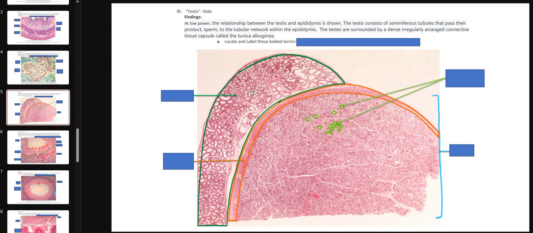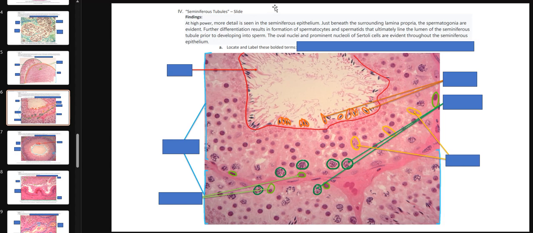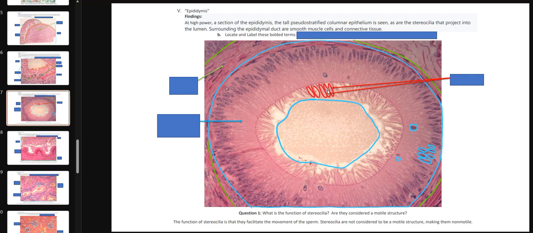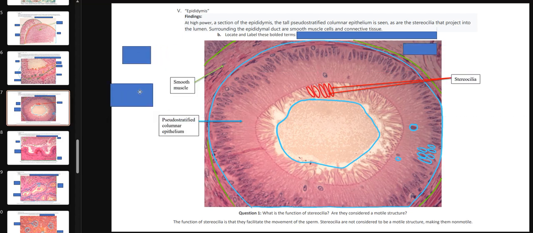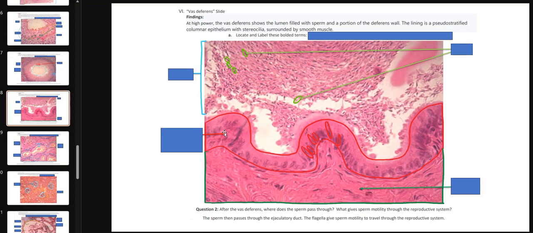Testes slides, epididymis, seminiferous tubules, tunica albuginea, testes. Seminiferous tubule slide. Right here are the seminiferous tubules, this whole thing, then the lumen, then the spermatids, the Sertoli cells, spermatocyte, and spermatogonium. Epididymis, we have stereocilia, smooth muscle, pseudostratified columnar epithelium. Vas deferens slide, pseudostratified columnar epithelium, smooth muscle, sperm, and lumen.